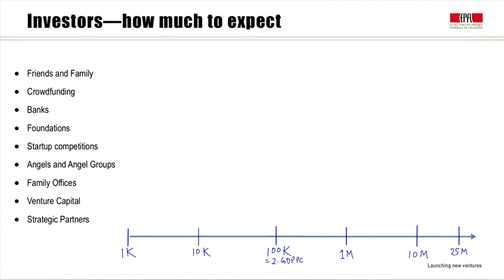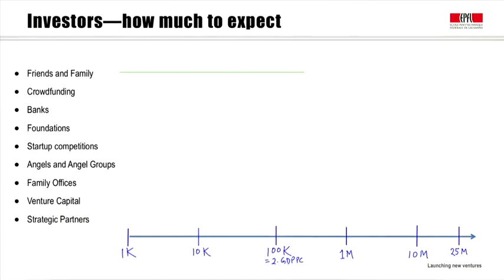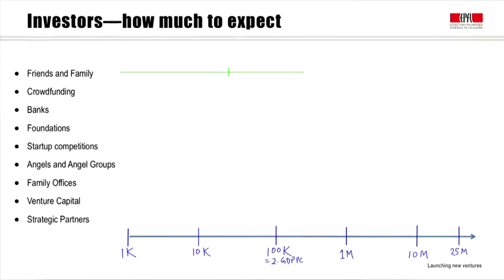The first one on the list is friends and family. That's where you ask your friends, family, and other people that you love to give you money or to give you a very cheap loan. This is a relatively small amount of money that can be raised. A typical amount that might be raised is on the order of $25,000.